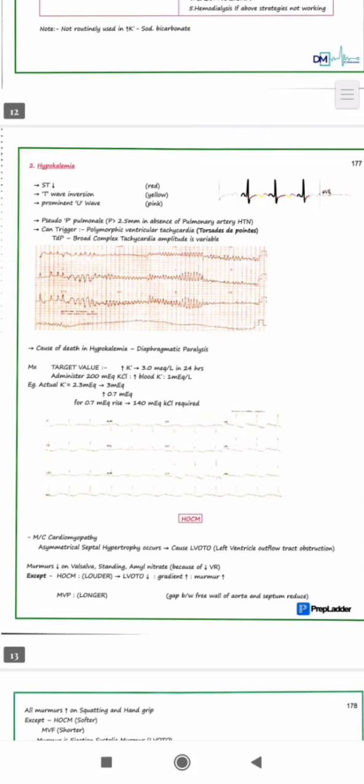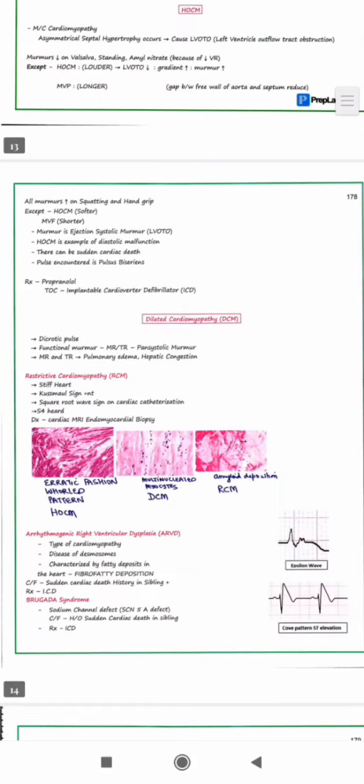Now we're going to look at the conditions in HOCM. The most common cardiomyopathy is asymmetrical septal hypertrophy, which is seen in cases of left ventricular outflow tract obstruction. We have to remember that murmurs are basically decreased on Valsalva and on standing, and there is an exception, which is HOCM, where the murmur is louder in cases of LVOT obstruction, that is, the gradient increases and the murmur increases. Now we're going to discuss that all murmurs increase on squatting and hand grip except HOCM.